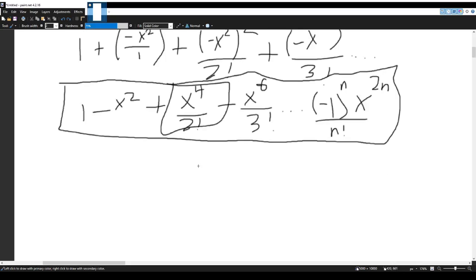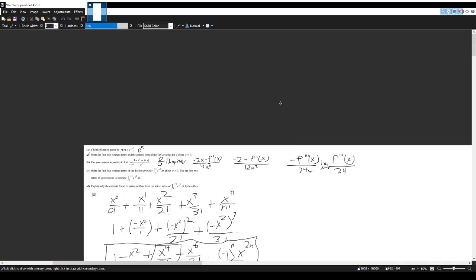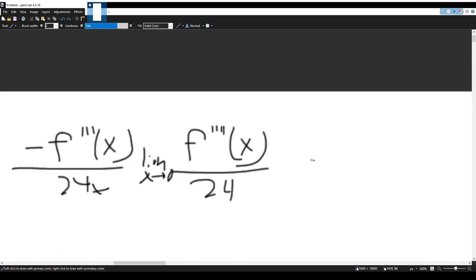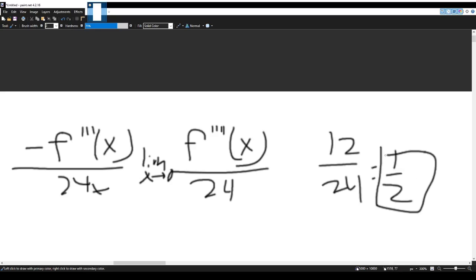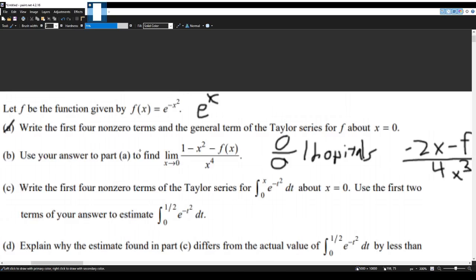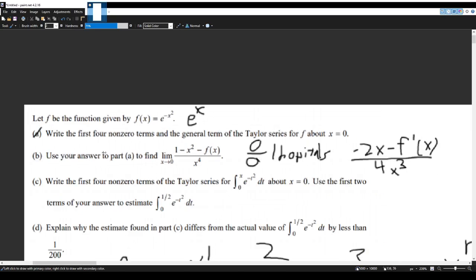So if we differentiate that 4 times, we're going to get 4x to the third over 2, which is 2x to the third, and then we're going to get 6x squared, and then we're going to get 12x, and we're going to get 12. So the fourth derivative of that is 12. So that would be 12 over 24 equals 1/2. So the limit as x goes to 0 is 1/2.